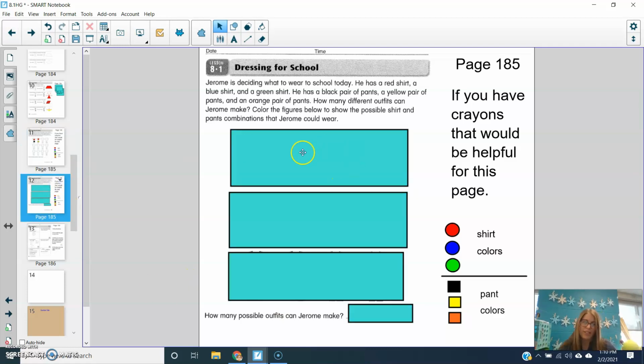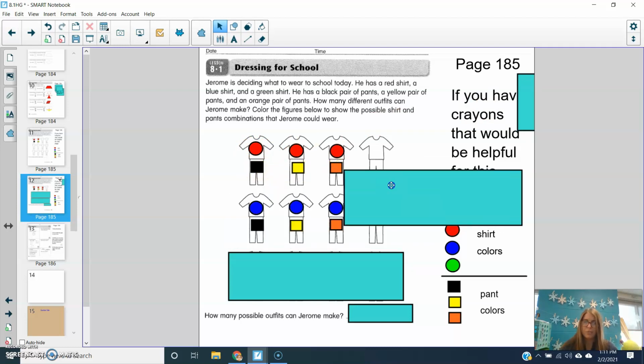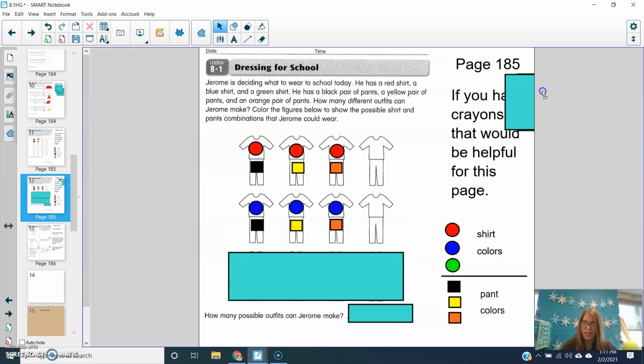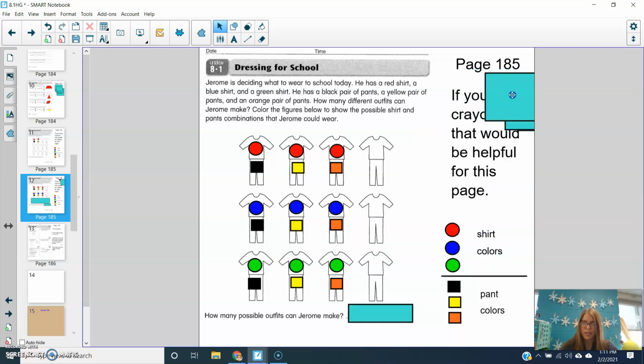All right, second graders, if I'm about to reveal an answer that you haven't solved yet, press pause. But to take a look at his red shirts, I can see that there are 3 different combinations he could make with his red shirts. He could wear black pants, yellow pants, or orange pants. Then with his blue shirts, there are 3 different types of pants that he could wear. And then with his green shirts, there are also 3 different pants. So giving me a total of 9 different outfits.